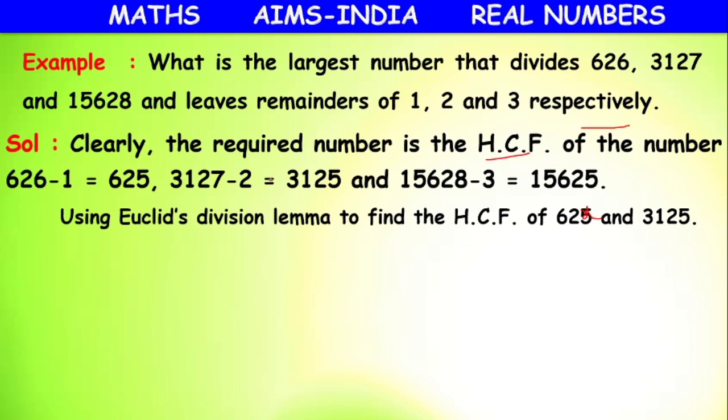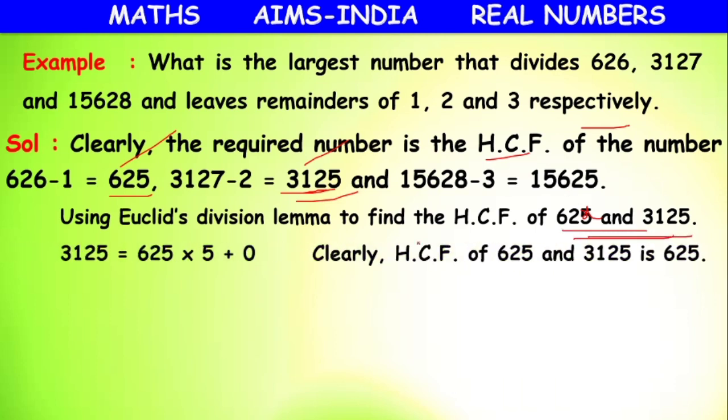So let's apply Euclid division lemma for the smaller two numbers. 625 is the smallest, 3125 is the bigger one. Let's take these two numbers. Here 3125 is the dividend and 625 is the divisor. It will be divided 5 times, so the coefficient will be 5 and the remainder will be 0.